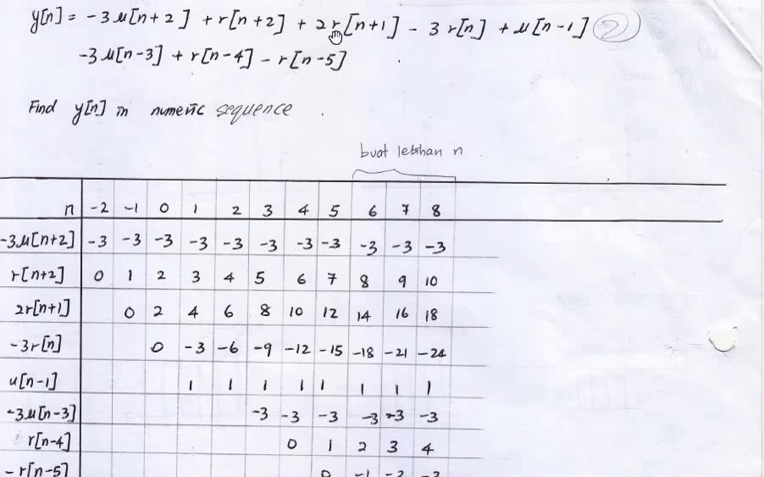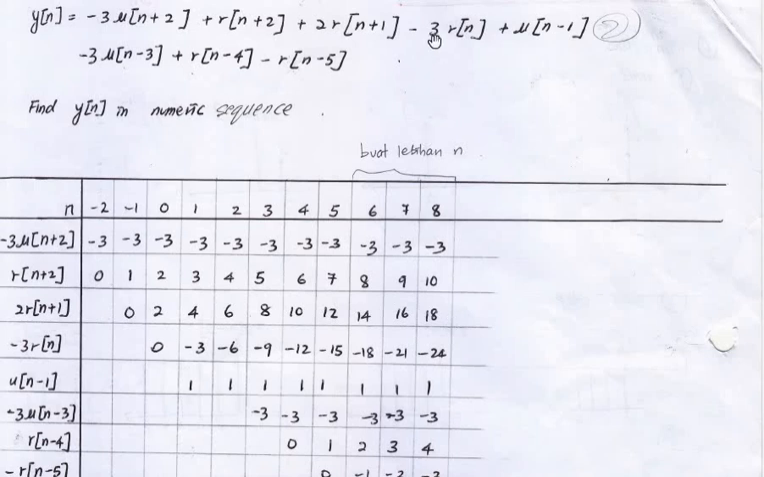And then the next signal is 2r[n+1]. Each increment is 2 for the ramp, starting from n equals -1. So at n equals -1 here, you start with 0. Each increment is 2. So 0, 2, 4, 6, 8, 10, 12 up to 18.